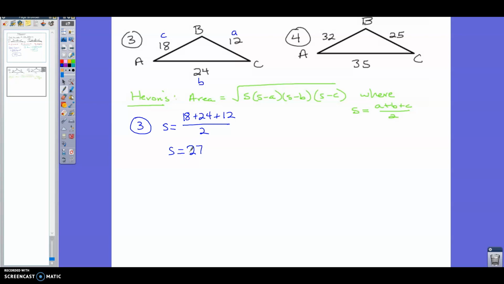So what we're going to do now is S is going to be 27, so we're going to fill that in here, here, here, and here. And A, B, and C are coming from the triangle. So we have 27 times 27 minus A, which is 12, times 27 minus B, which is 24, times 27 minus C, which is 18. Now we're going to type that all in the calculator.